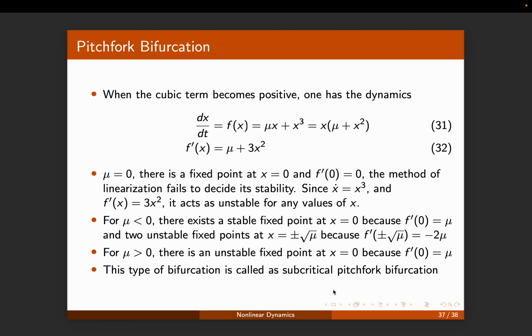For mu less than 0, there exists a fixed point at x equal to 0 because f prime is mu, and mu is less than 0, f prime becomes negative. But for the case of x equal to plus or minus square root of mu, f prime becomes minus 2 mu. Since mu is negative, f prime becomes positive. So x equal to plus or minus square root of mu are unstable fixed points. For mu greater than 0, we have an unstable fixed point at x equal to 0 because f prime gives mu. Mu is greater than 0, it is positive. So this type of bifurcation is called subcritical pitchfork bifurcation.